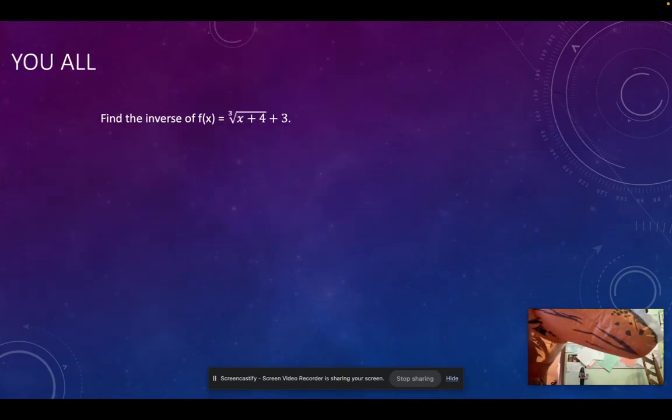All right, go ahead and pause it, give this one a try, see if you can find the inverse yourself. And if you did it correctly, I think you should be getting this.